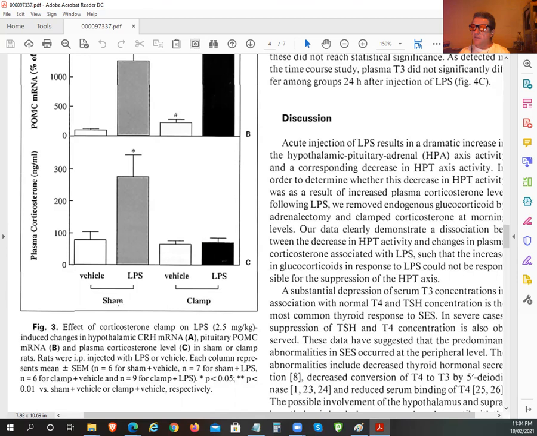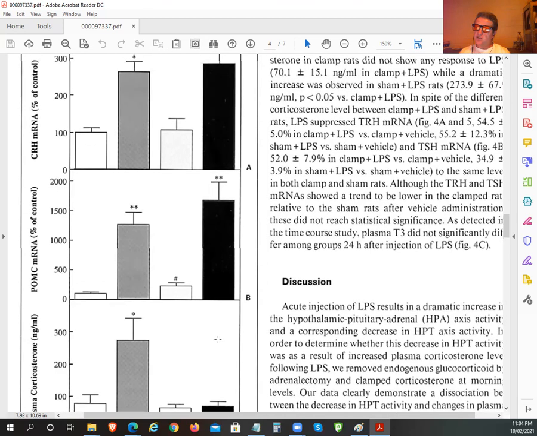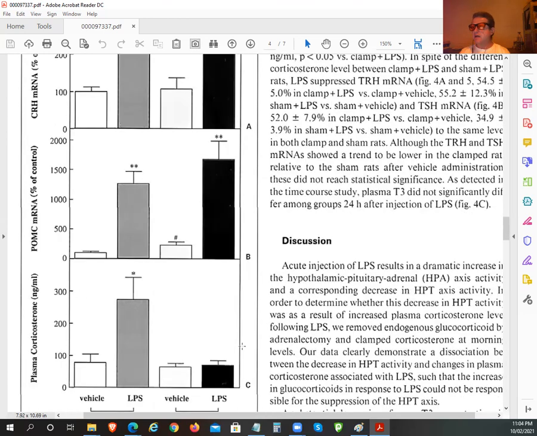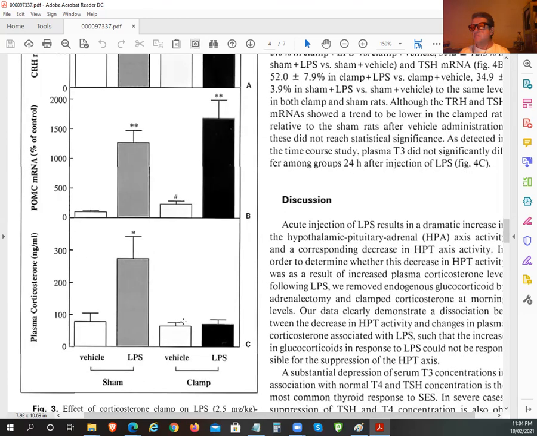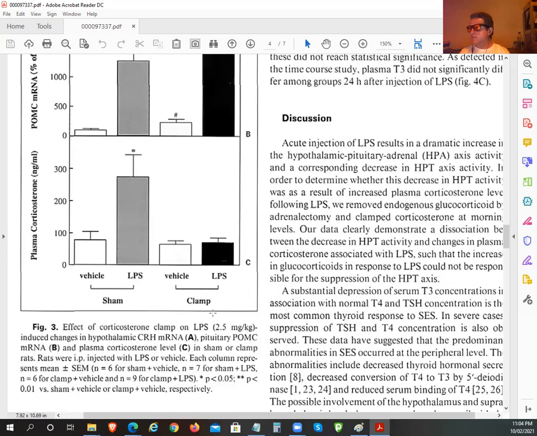And we can see this is the sham, this is the clamp. So basically, even if you block the sort of effects, they still jump up under the influence of LPS. It's only in this case where the plasma corticosterone is basically at cellular levels.